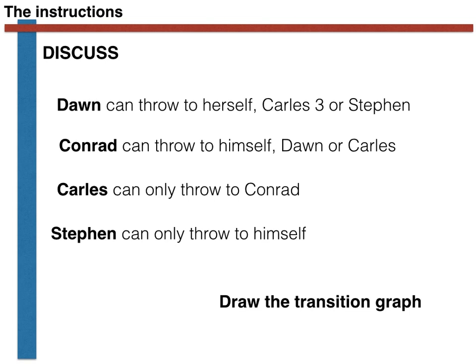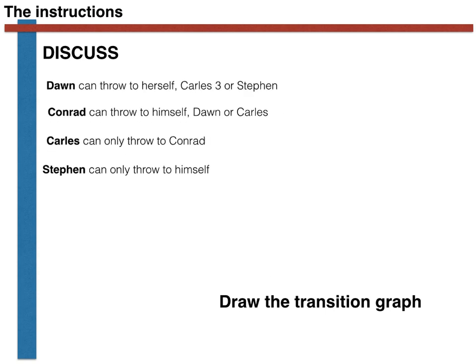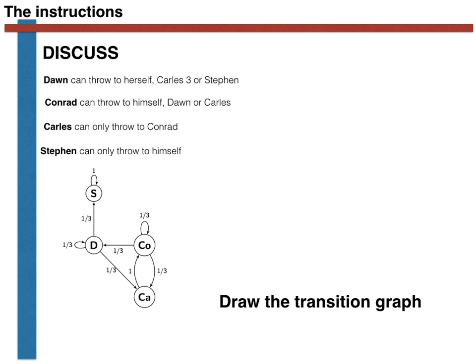What I would like you to do now is to pause the video and use what you have learned to draw out a transition graph for this Markov chain. You should have drawn something like this. Now write out the transition matrix. Incidentally, notice that we have assumed here that for a player like Dawn, who can do one of three throws, the probabilities of each of these are equal to 1/3.